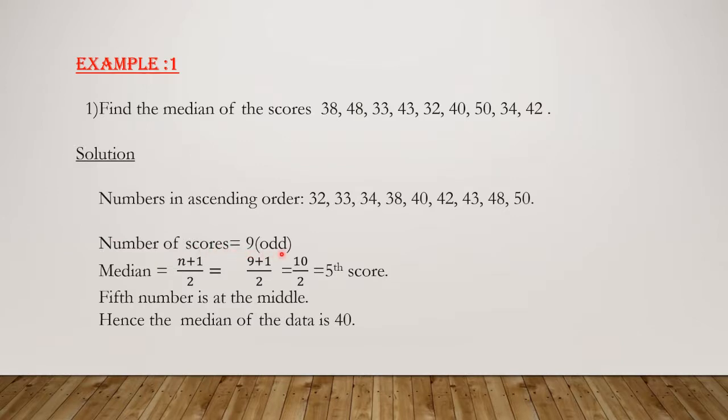Then how to find the median? If the number of scores is an odd number, then the (n plus 1) by 2 score is the median of the data. Therefore, median equals (n plus 1) by 2, that is (9 plus 1) upon 2, equals 10 upon 2, equals the fifth score. Therefore, in this data, the fifth score is the middlemost number. Therefore, 40 is the middlemost number. Therefore, the median of the data is 40.